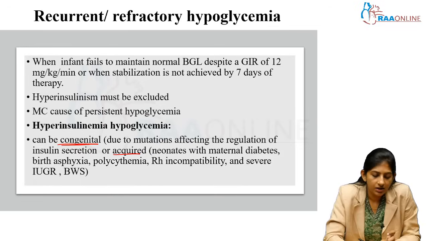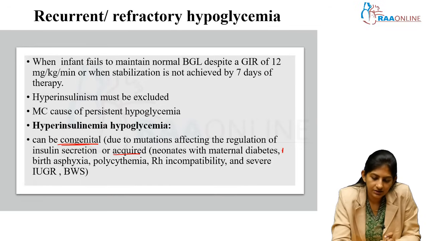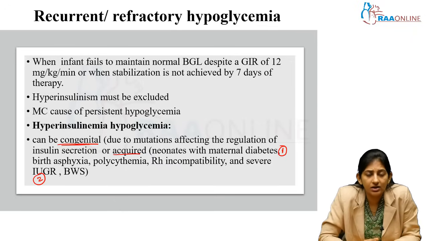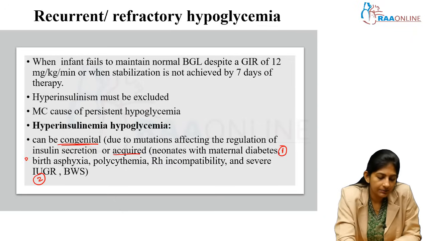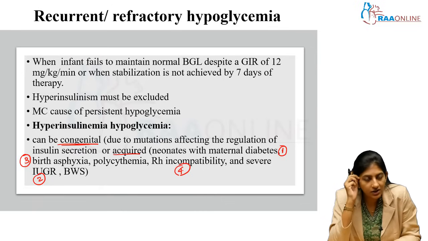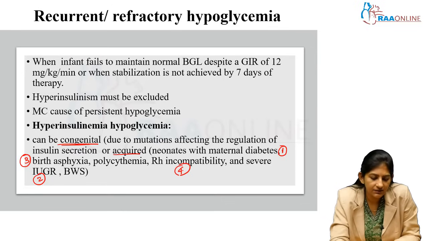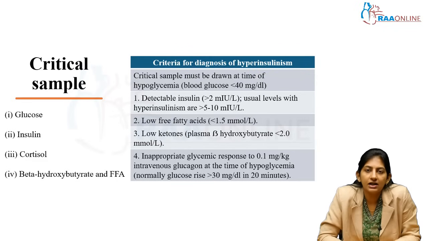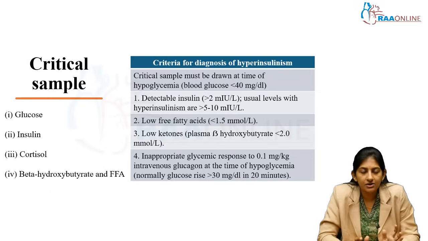IUGR will have it too. So the first common is IDM, second is IUGR, babies have hyperinsulinism, and then birth asphyxia and RH incompatibility. So these 4 conditions are quite common. Apart from this, even polycythemia, and other congenital conditions like Beckwith-Wiedemann syndrome. So these are all hyperinsulinemic conditions, right? So in recurrent or refractory hypoglycemia, we have to rule out hyperinsulinism.